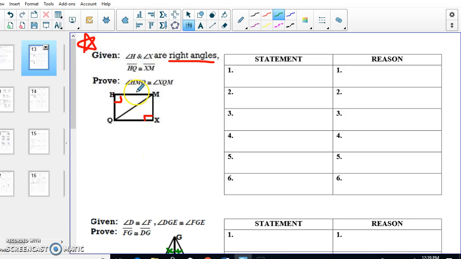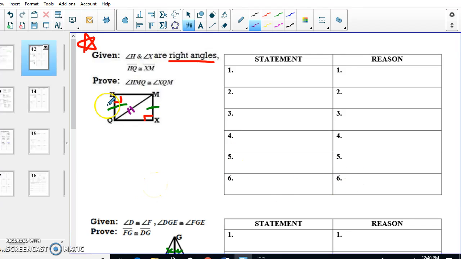This one's a great one. They tell you that X and H are right angles. And then they also tell you that HQ is congruent to XM. Okay, cool. Whenever you see right angles, what should you be thinking of? You should be thinking of hypotenuse leg. Here I have a leg, this is my hypotenuse, and I can say that this is congruent to itself by reflexive property. Bam, I got hypotenuse leg here, people.